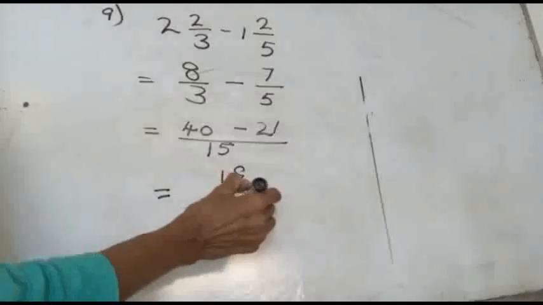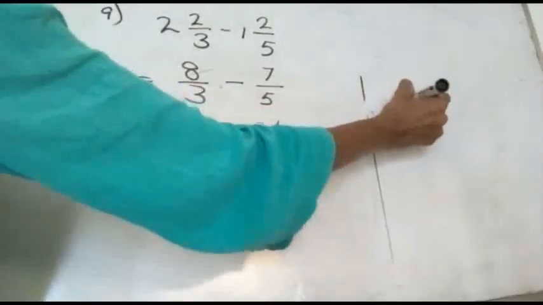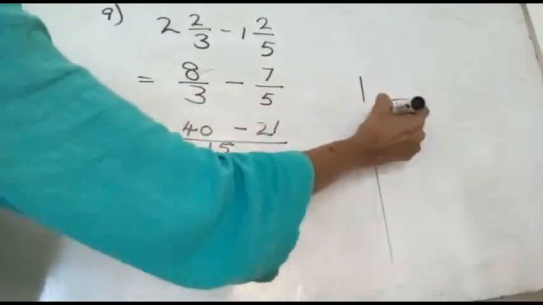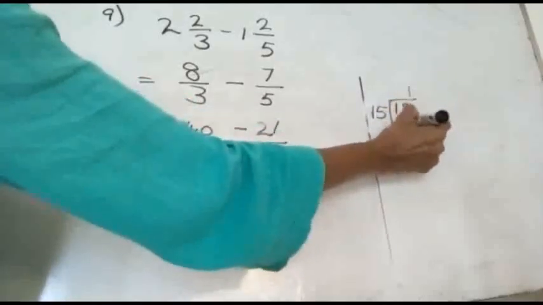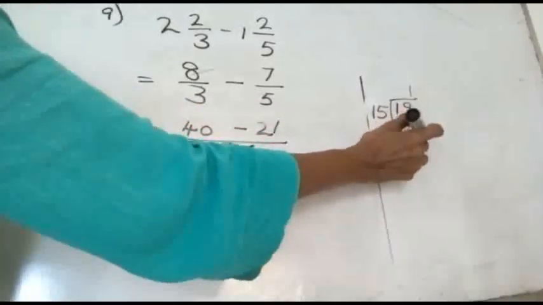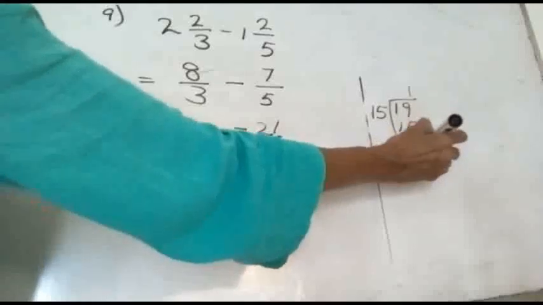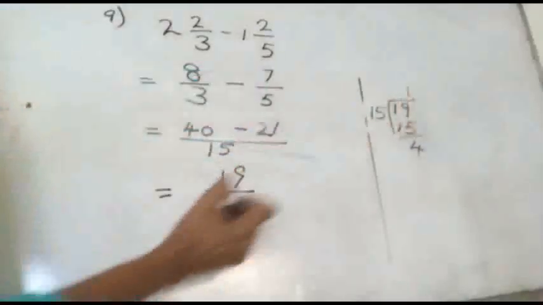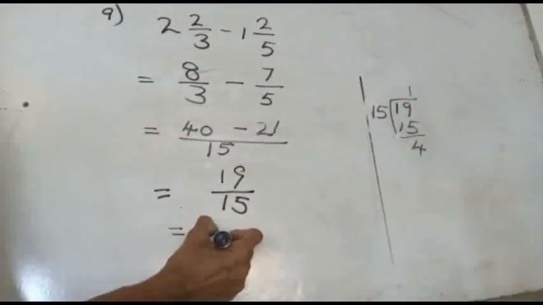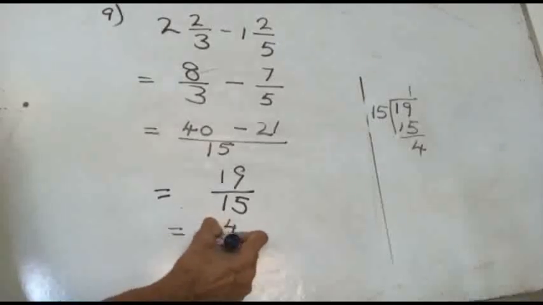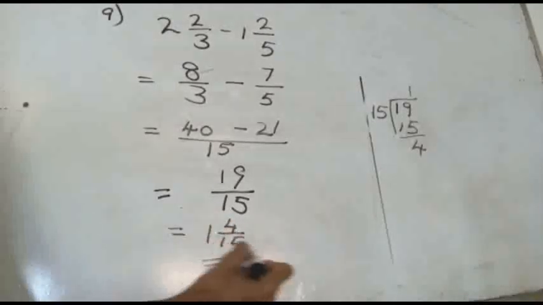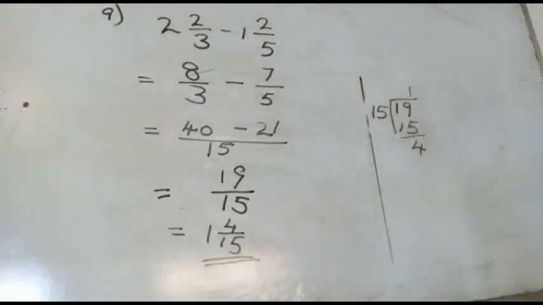19 over 15. 19 is divided by 15. 15 times 1, 15. 15 is subtracted from 19, which is equal to 4. 1 and 4 over 15 is the answer.